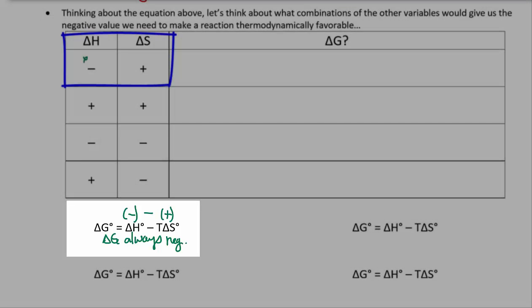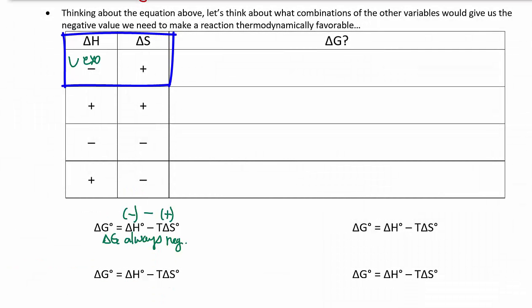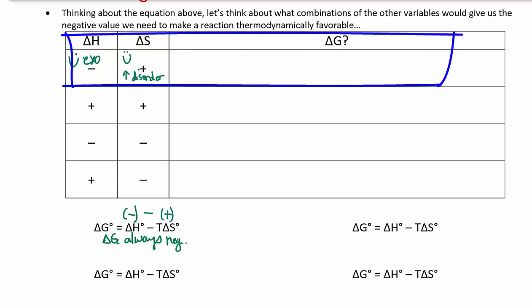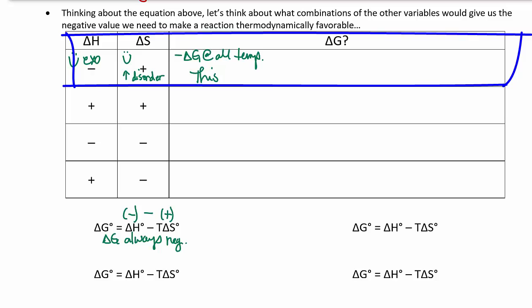So we have an exothermic reaction, a negative delta H, and a positive delta S, an increase in entropy or an increase in disorder. This would make the reaction always favorable. It would always have a negative delta G at all temperatures. Doesn't matter what the temperature is. This combination is always thermodynamically favorable.